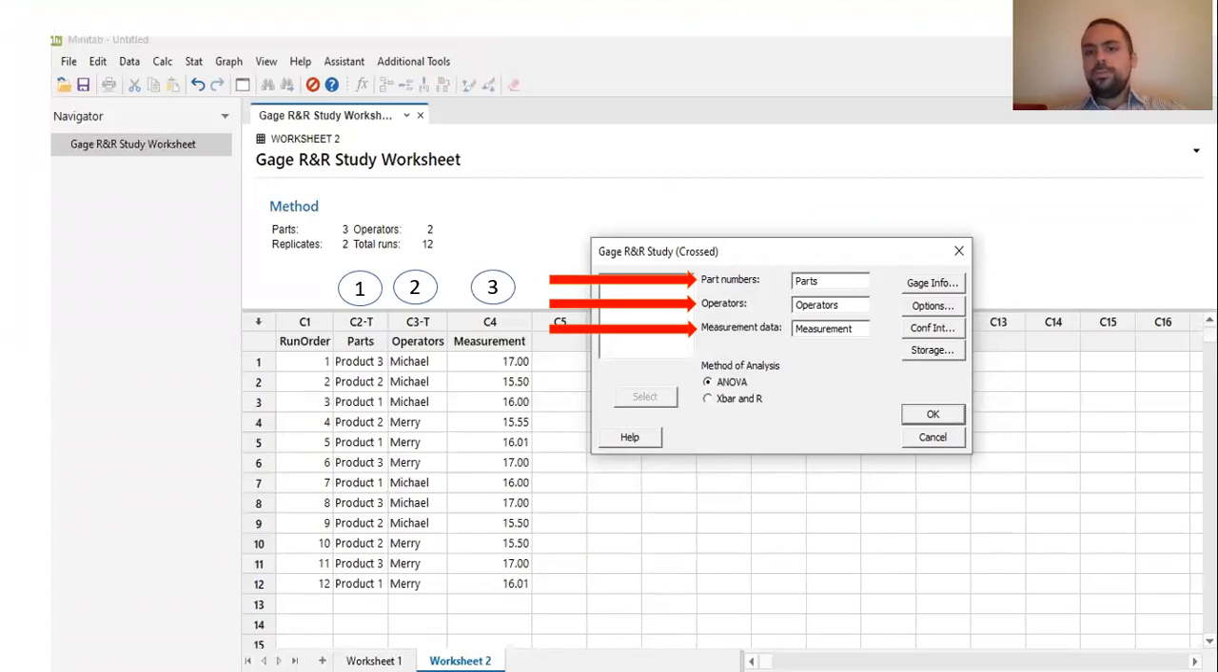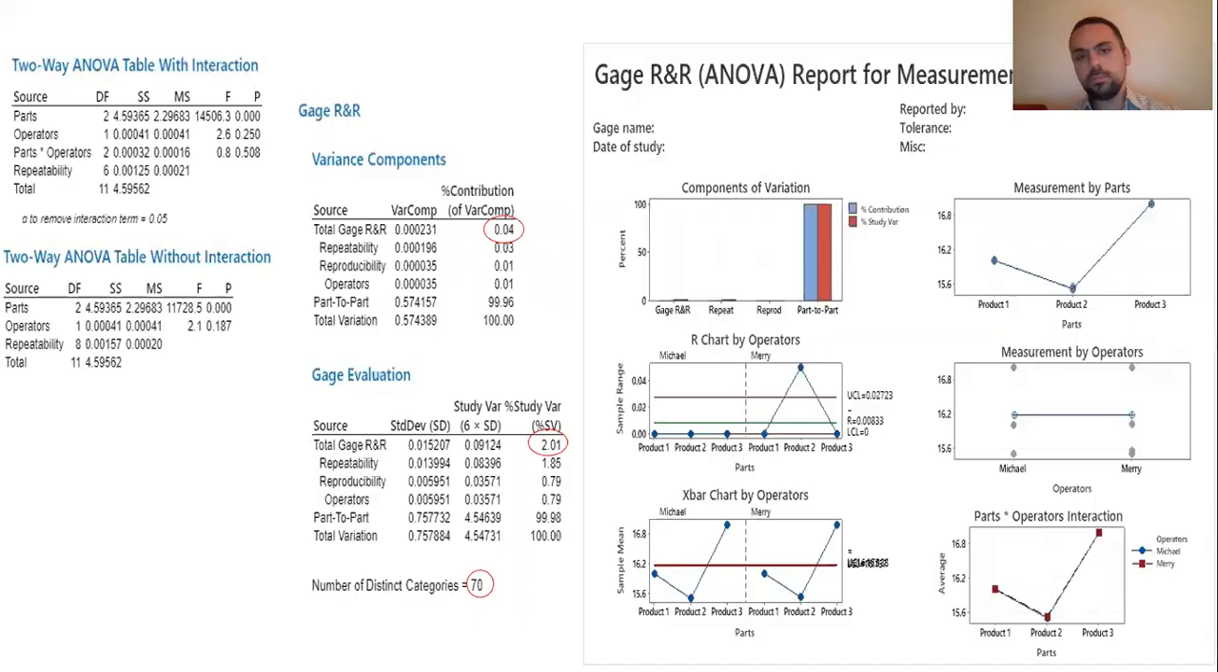So in the section of parts, we select the column of the part. For the operator, we select the column of operator. For measurement data, we select the column of the measurement. Now we have 4 charts and 6 graphs.